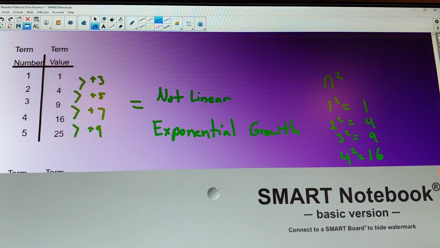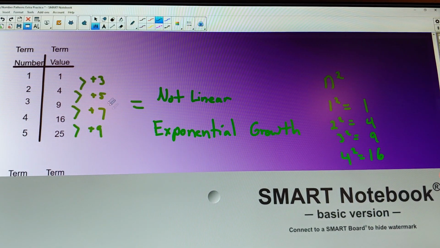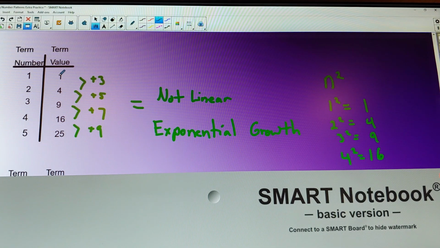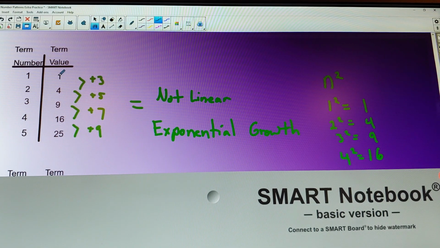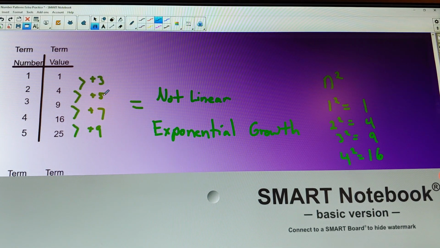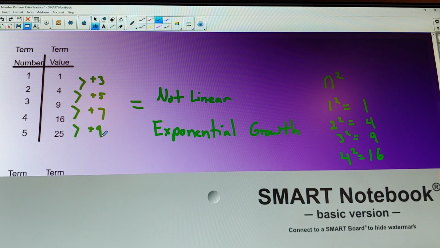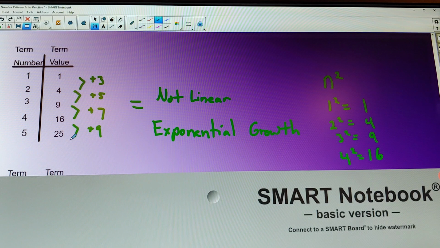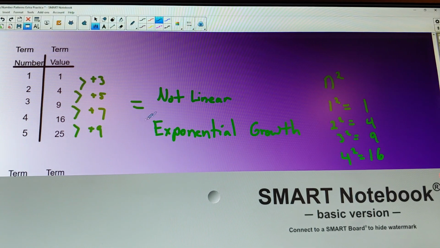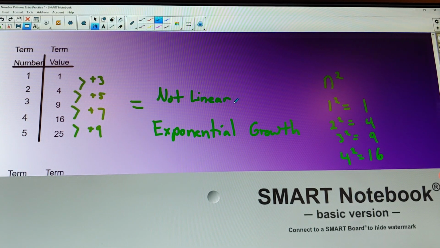All right, so this one. When we look from term value to term value, from 1 to 4, it increases by 3. 4 to 9, now it's going up by 5. 9 to 16, now up by 7. 16 to 25, now up by 9. Okay, so this is not a linear growth curve. Linear meaning line.